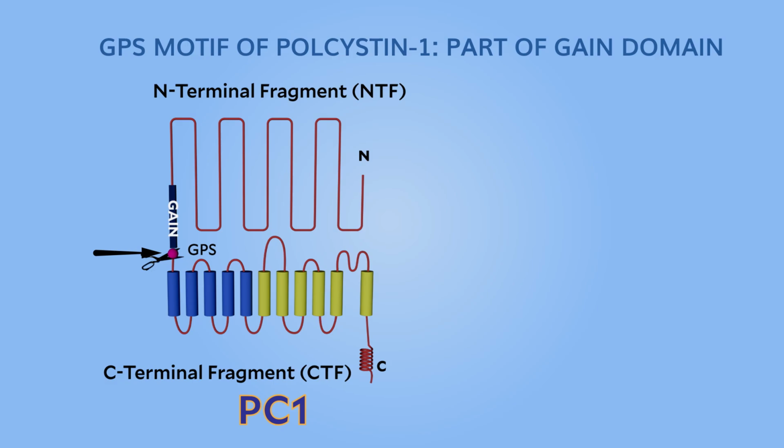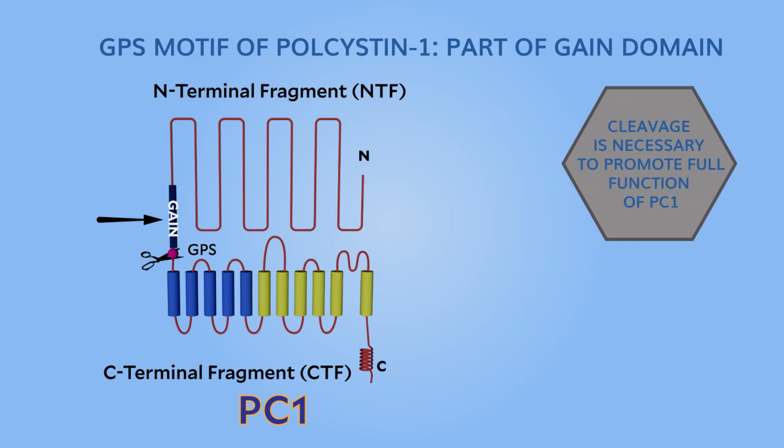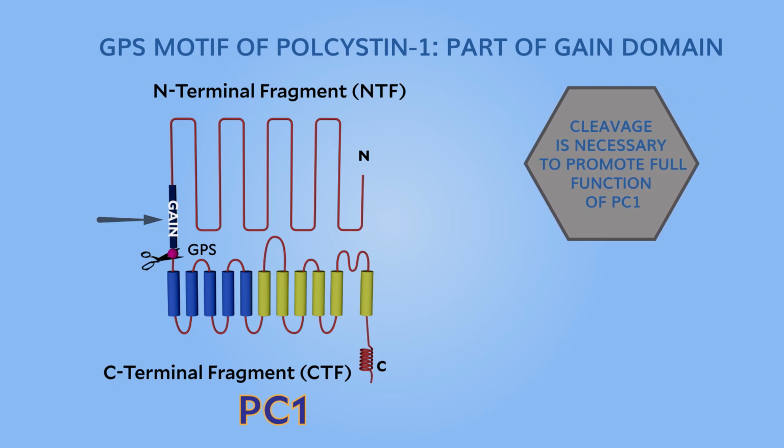The GPS motif is a defining feature of adhesion G-protein-coupled receptors, or AGPCRs. GPS has recently been recognized as a part of the larger GPCR autoproteolysis-inducing domain, also known as the GAIN domain, that is present in polycystin-1, shown here in dark blue. The cleavage process is necessary to promote ciliary trafficking and full function of polycystin-1.